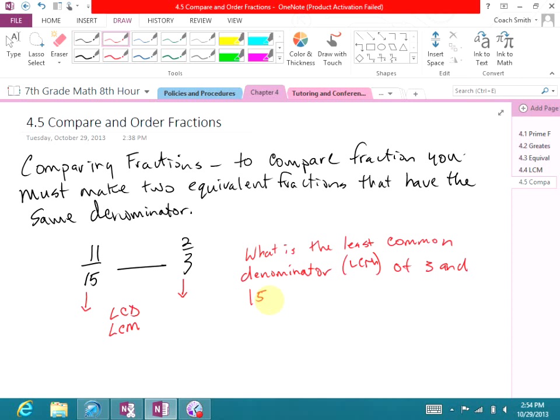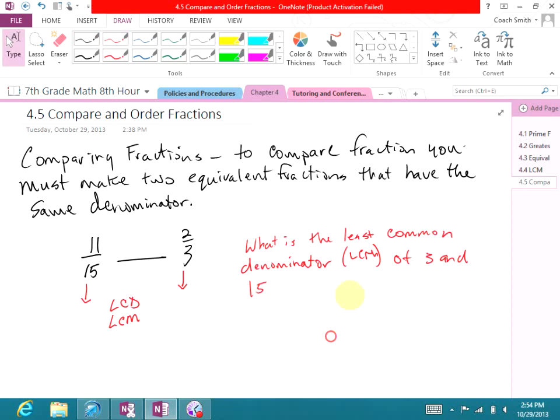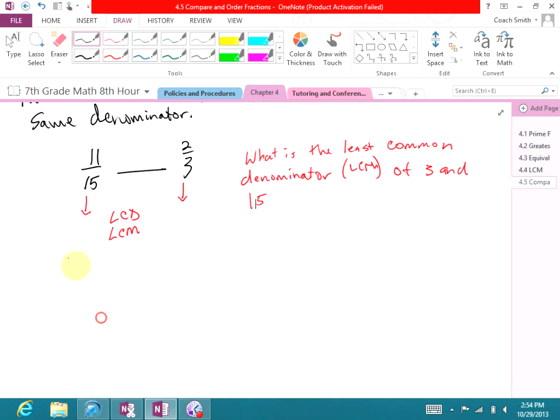Okay, count by 15s. When you count by 15s, 15, 30, you count by 3s, 3, 6, 9, 12, 15. 15 is the first number that's common between the two that you run into. So 15 is going to be our common denominator. So I'm going to create two fractions with 15 on the bottom.